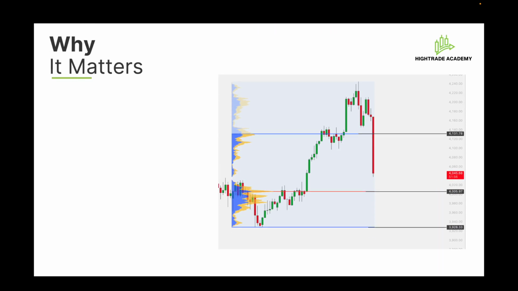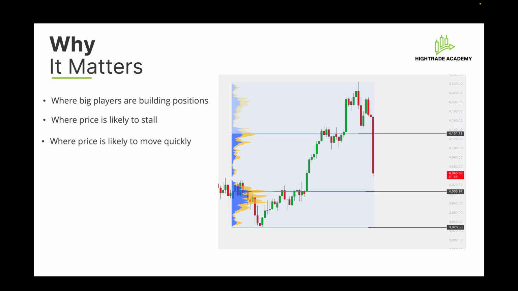What is the importance of volume profile? How does volume profile even help you in the first place? Now, volume profile helps you to know where the big boys, institutions, are building their positions. It also helps you to know where price is likely to stop. It also helps you to know where price is likely to move quickly. And most importantly, it helps you to know the best place to trade with confidence.